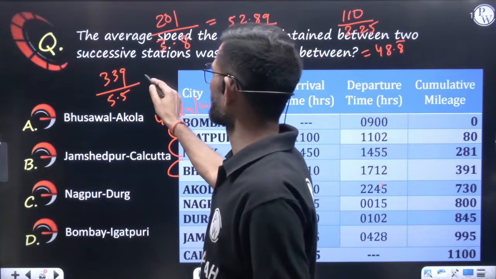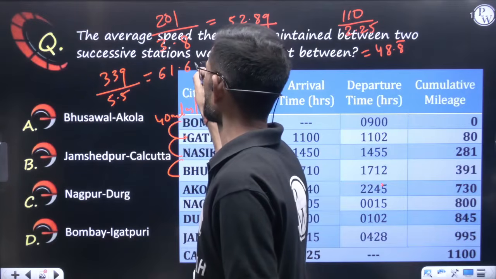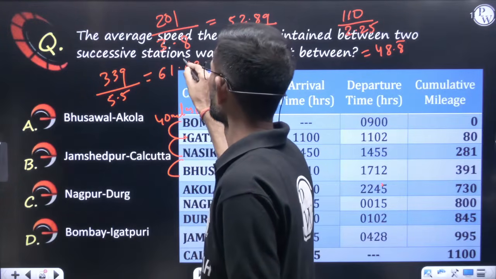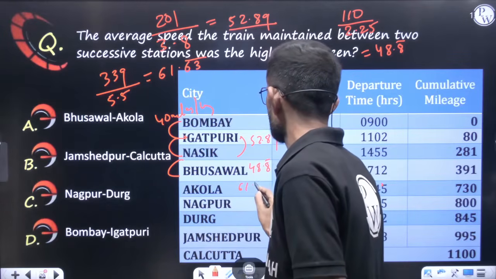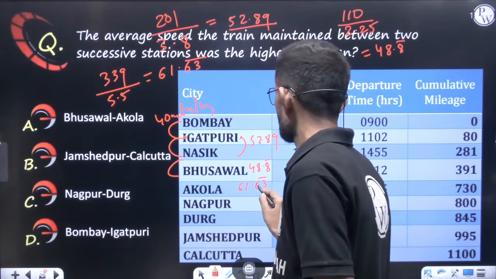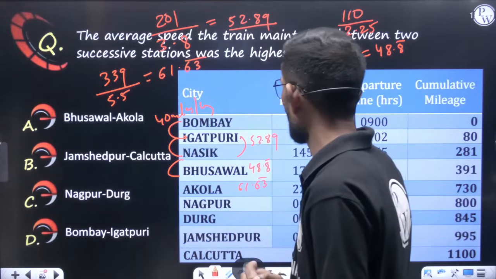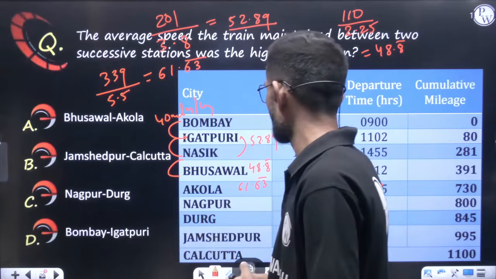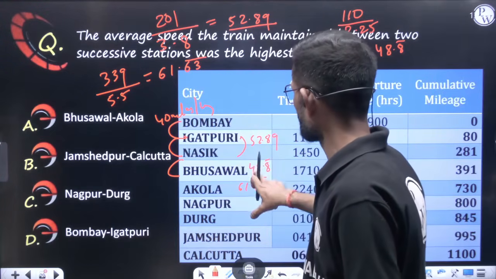So 339 divided by 5.5 will come to somewhere around 61.63 recurring. Here the speed is 61.63 recurring, with 6 and 3 both recurring, so 61.63 recurring miles per hour. Up till now you can see here 40 miles per hour, 52 miles, 48 miles, 61.